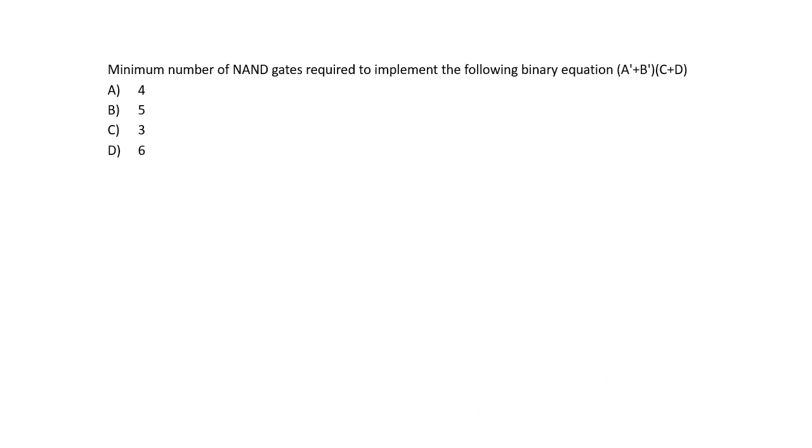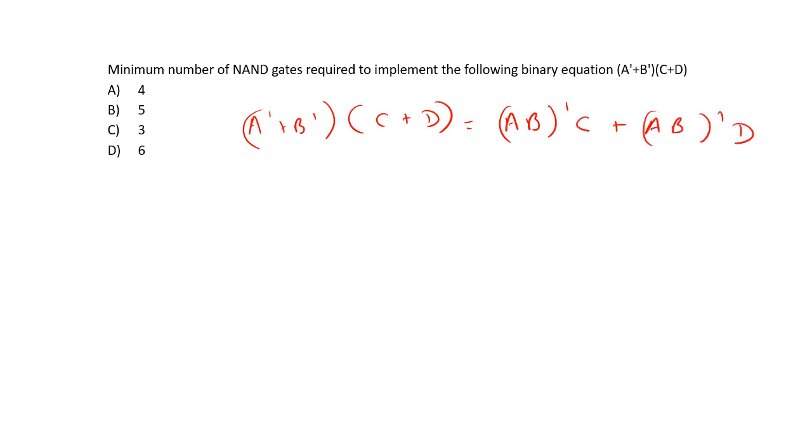This is a previous year ISRO question. What is the minimum number of NAND gates required to implement the expression A bar plus B bar into C plus D? Based on De Morgan's law, A bar plus B bar equals AB the whole bar, so we rewrite it as AB the whole bar into C plus AB the whole bar into D.